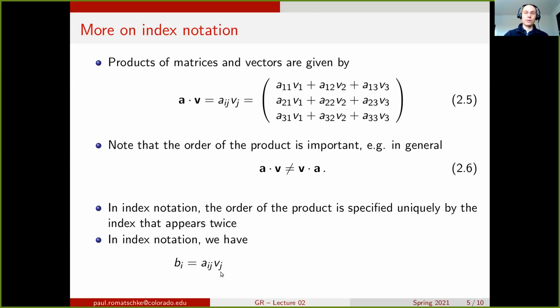Because the order of the product is uniquely specified by the index, we can simply change the order of the symbols. So A_ij V_j is the same as V_j A_ij, because it is unimportant where the V is appearing. Which component of V is entering the product is uniquely specified by the index j, and the index j doesn't change. Similarly, we can consider a different object c_i, which you get by having a matrix product of V with respect to A. So that's basically corresponding to this right-hand side here. And again, because the index j is specifying uniquely how the product is coming about, we can simply exchange A and V because the order of the symbols doesn't matter.